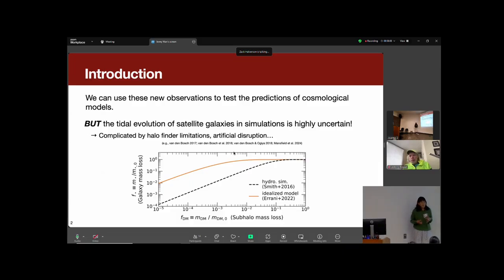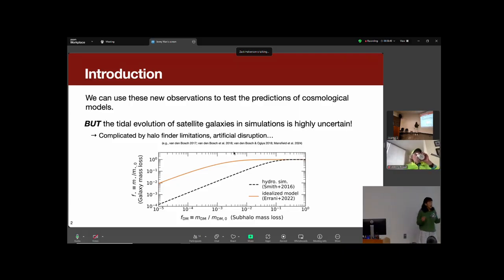But in order to do that in any kind of meaningful way, we have to really first understand the systematic uncertainties and biases that are in our theoretical models, especially given the precision of these new data. And one of the main sources of this uncertainty comes from our limited understanding of how subhalos and their satellite galaxies evolve once they fall into the gravitational potentials of their host halos. So there's this general lack of consensus, let's say, in the literature as to how rapidly this sort of mass loss occurs due to gravitational tides.